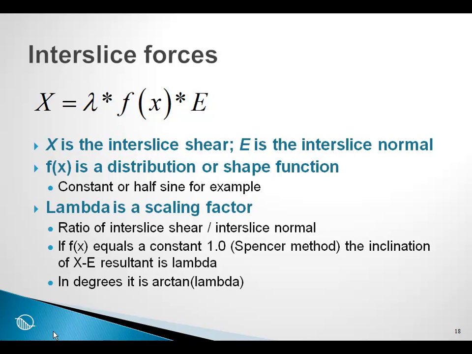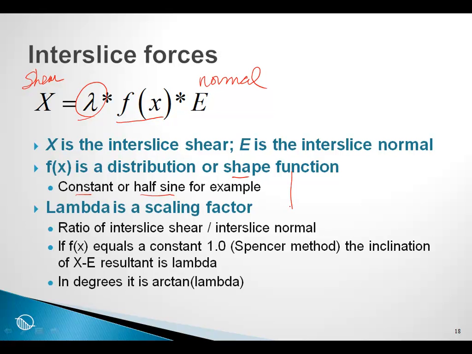Just one quick comment on interslice forces. SLOPE/W uses an equation that says the interslice shear is equal to some function times the interslice normal times some scaling factor. F of x is a distribution or a shape function. The two most common in SLOPE/W are a constant function or a half sine function.